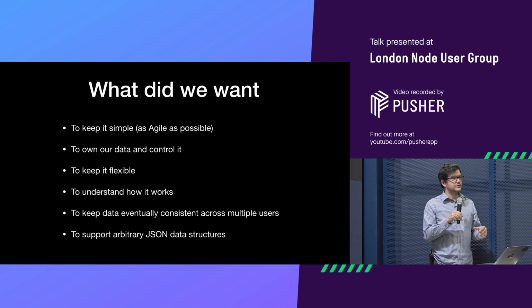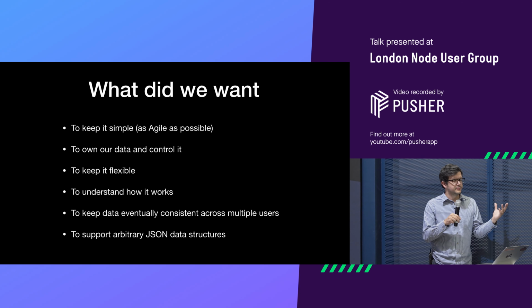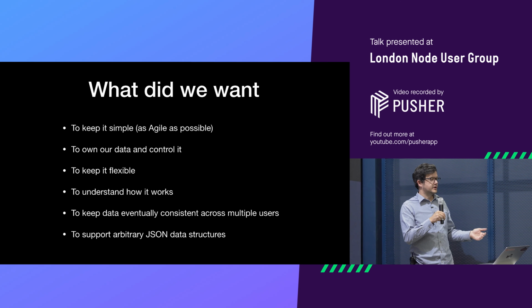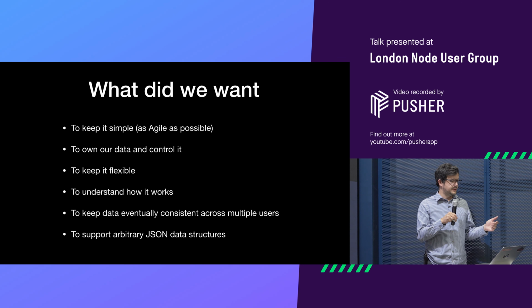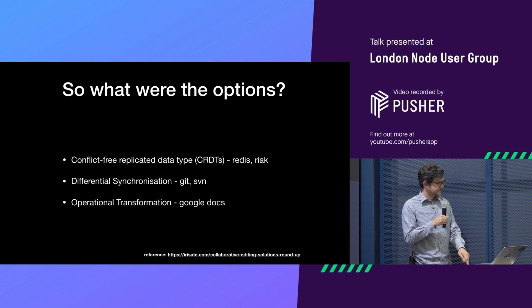We wanted to keep it flexible, so some fairly simple underlying way of storing data, but everything else on top just acts like a normal app. We wanted to understand how it's working. We wanted to keep data eventually consistent across multiple users. And as I said before, we need to support arbitrary JSON data structures. So what were the options?